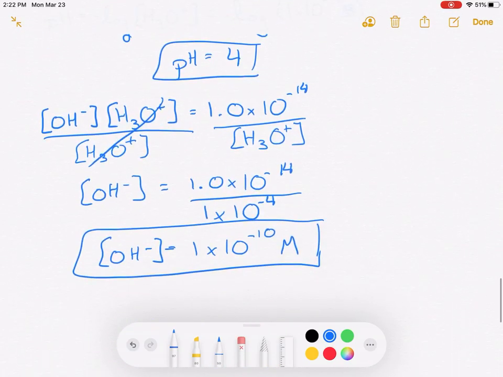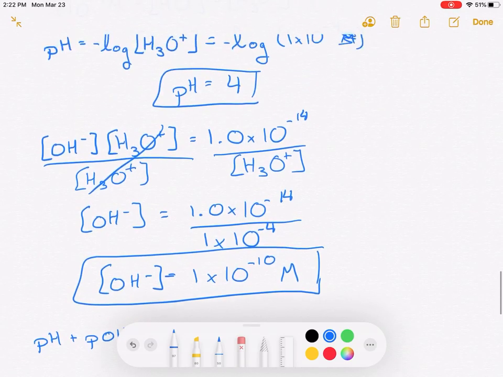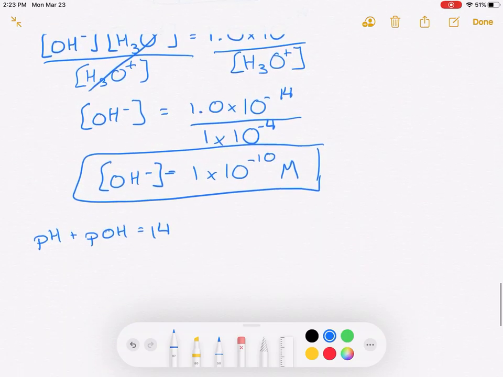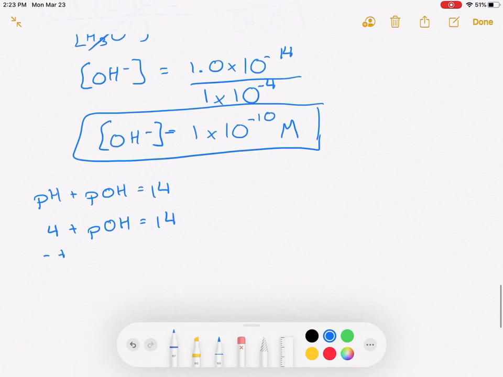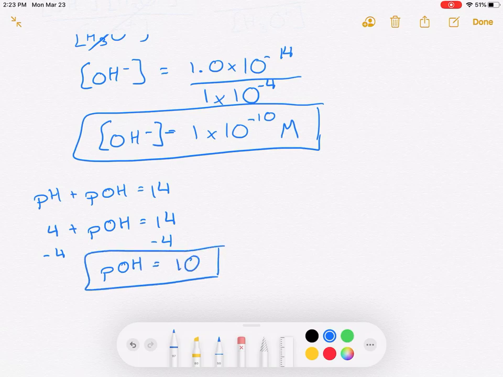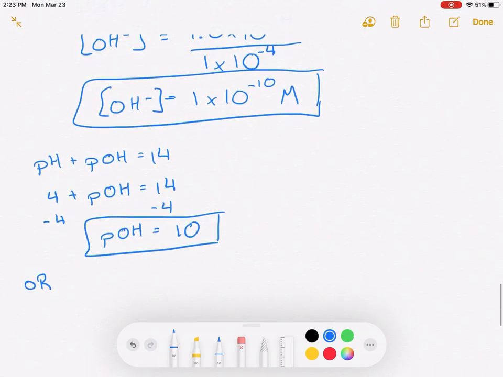All right, the last thing on our list, so we did the OH minus, check. Last thing is our pOH. So our pOH, remember our pH plus our pOH equals 14. We found our pH to be 4, so we can say 4 plus our pOH equals 14. So we just subtract down our 4. We find the pOH is equal to 10.